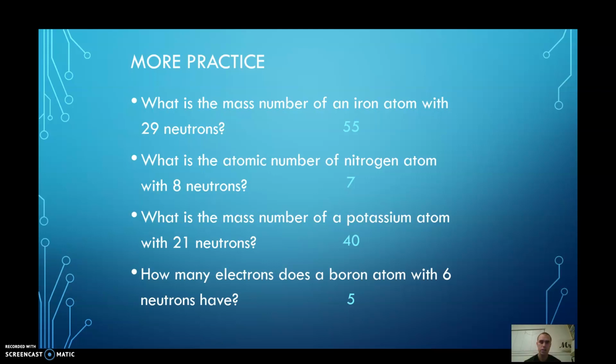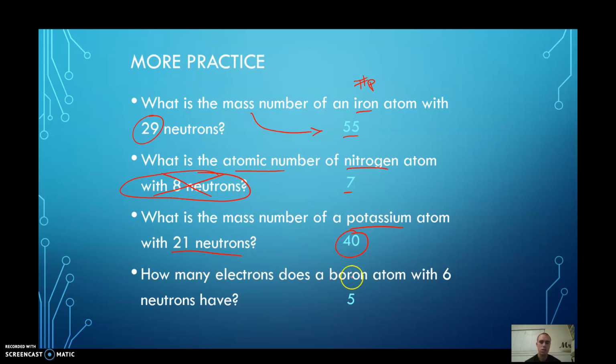So here we go, here are your answers. The mass number, iron, you should be able to identify the number of protons based on iron. Add 29 neutrons and you get to 55 for a mass number. Atomic number of nitrogen, this is just going to be some extra information that you don't even need to know. You're looking for the atomic number of nitrogen and it's going to be 7. Mass number of potassium, there's your number of protons, here's your number of neutrons, add those together, you get to 40.